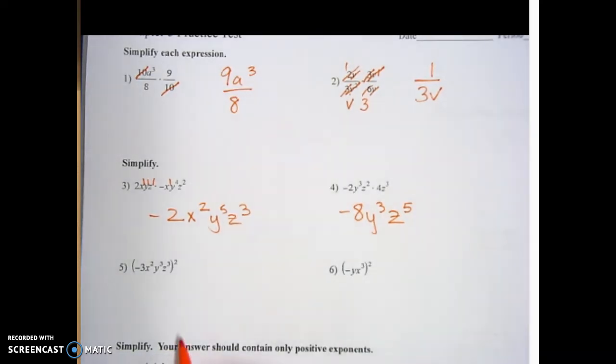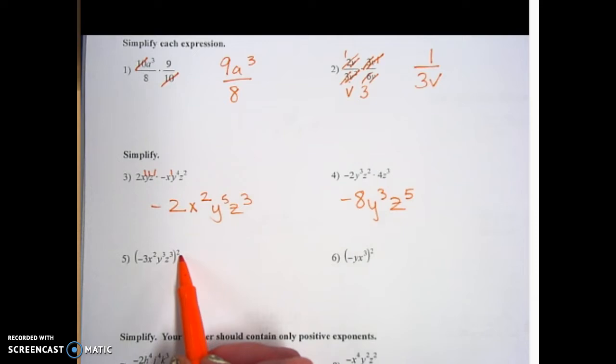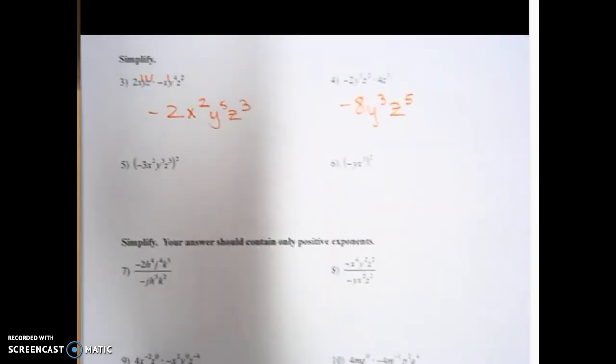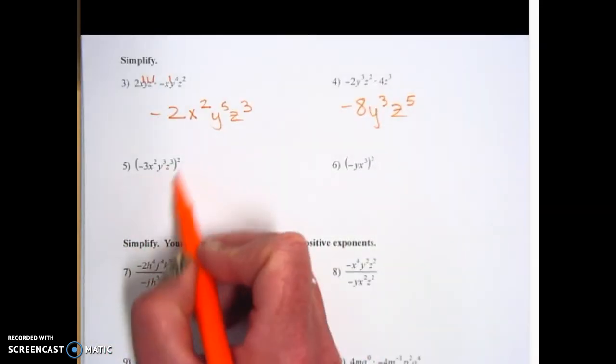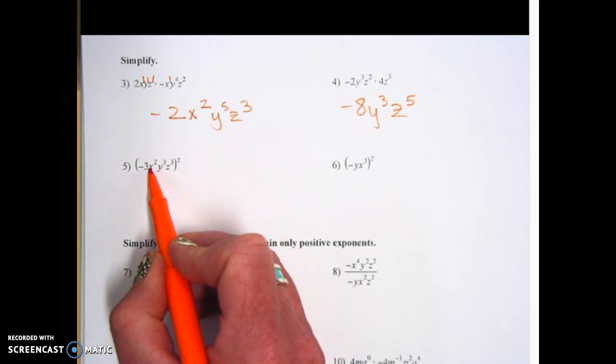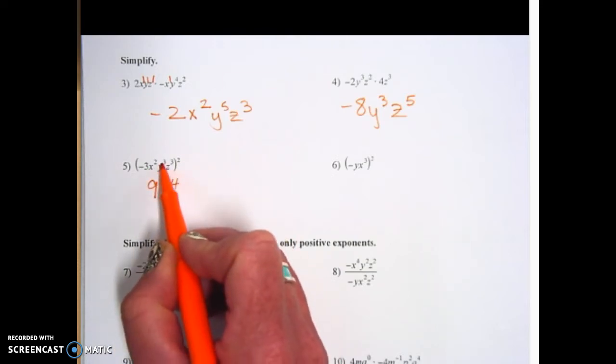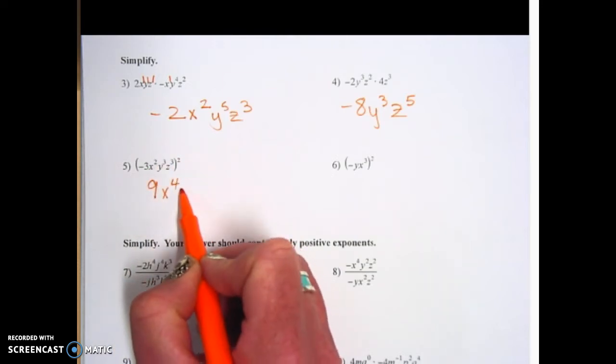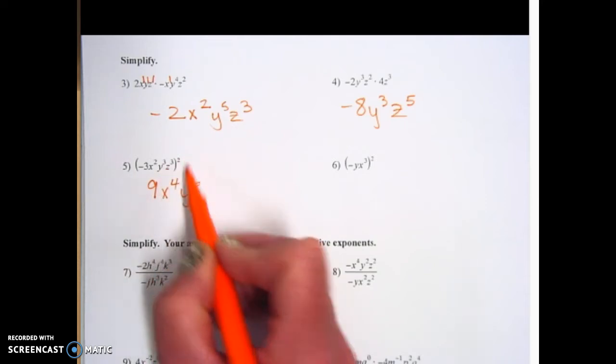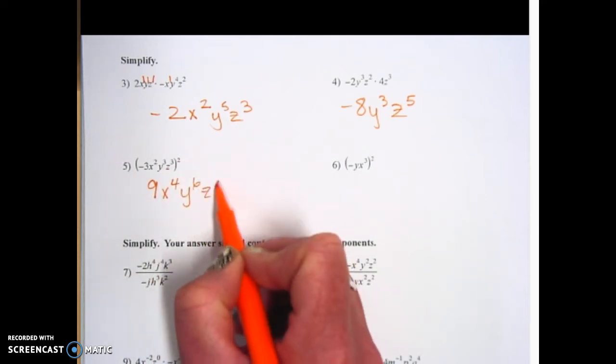All right. Number 5, everything needs to go to the power of 2, including the -3. So -3 squared is 9. X to the second squared is x to the fourth. Y to the third squared is y to the sixth. Z to the third squared is z to the sixth.